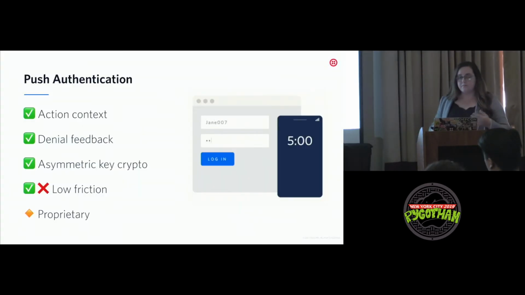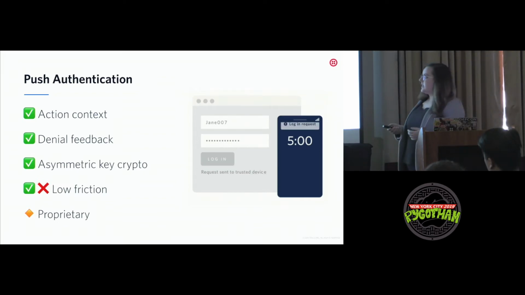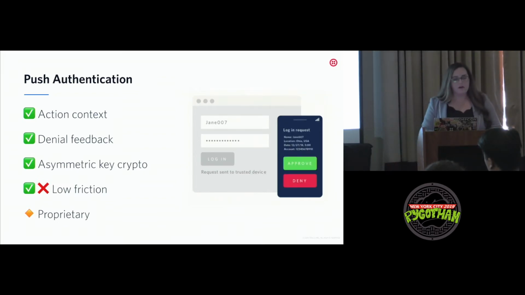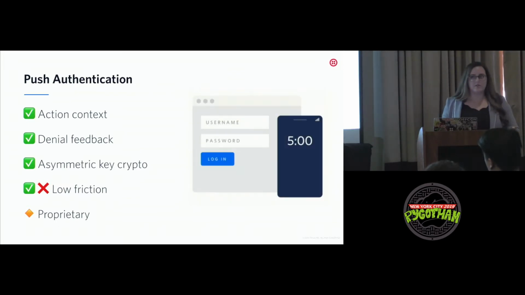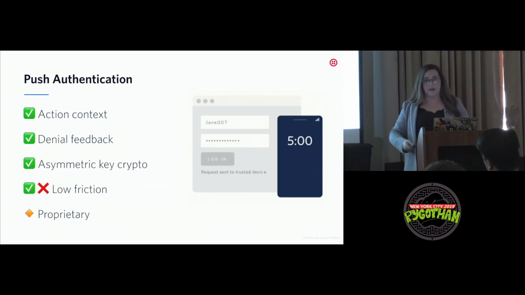Another option that we have is push authentication. And so you can kind of see how this works in the diagram there. This is really popularized by Duo Security, if you've ever used that. So this is basically when you start to log in, there's no token that you enter, but instead you get a notification on your device that says, hey, we see you trying to log in. Do you approve this request? And you can either hit approve or deny.